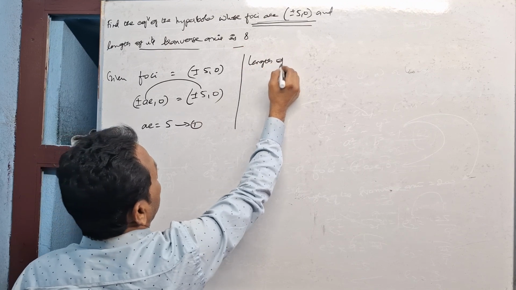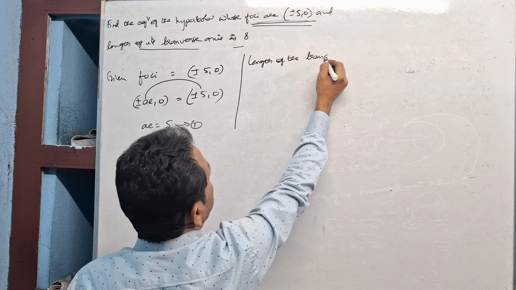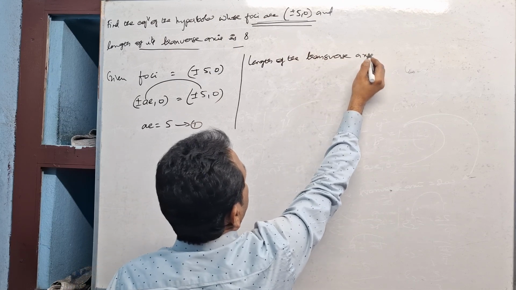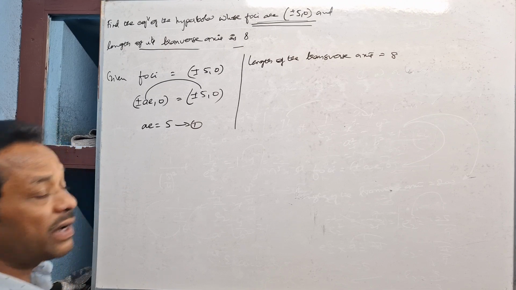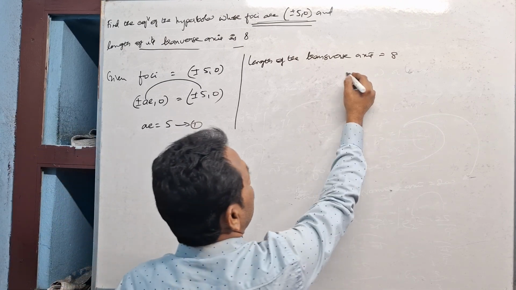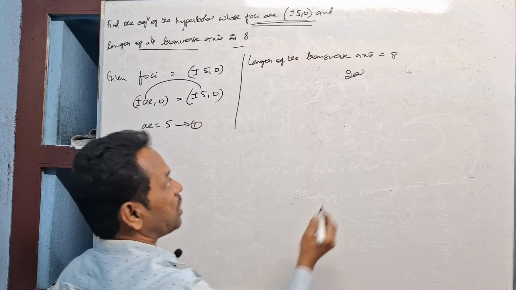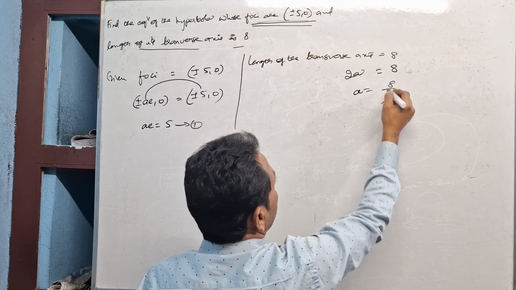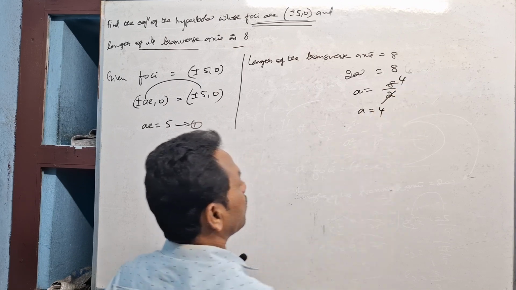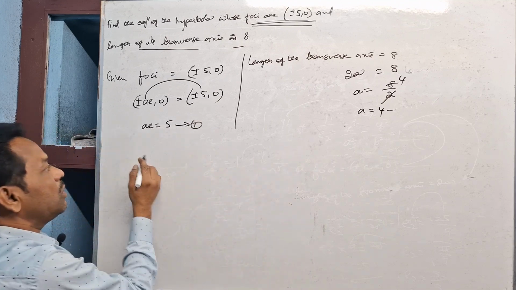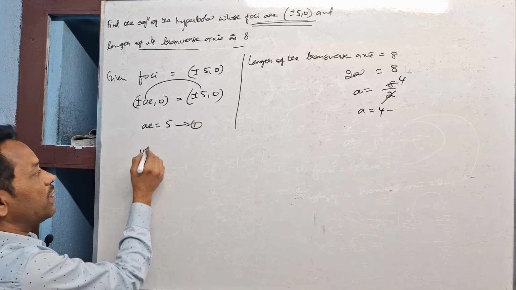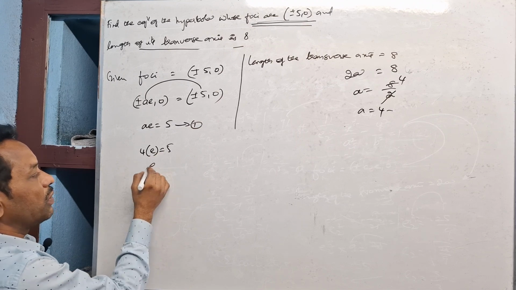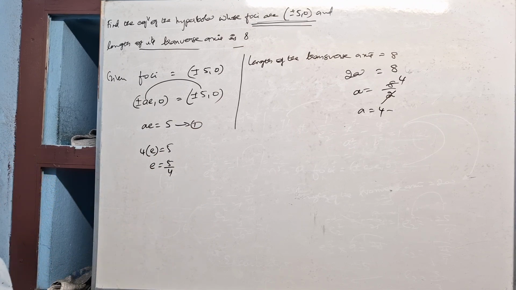So given length of the transverse axis equal to 8 is given. So how to find length of the transverse axis? The length of the transverse axis is 2a equal to 8. The value of a will be 8 by 2, that is 4, the value of a is 4. Let me put this value in this equation. So the value of a is 4. So 4 into e equal to 5. So e equal to 5 by 4. Okay. So e equal to 5 by 4, a equal to 4. Hope you understood everyone. Okay.